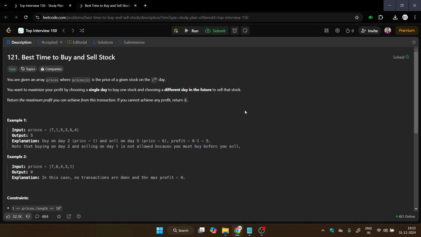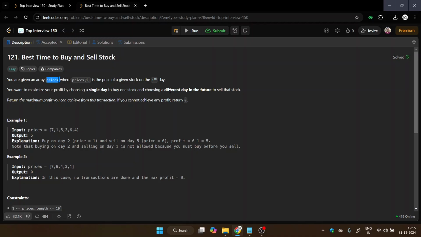So hi guys, today we will be solving best time to buy and sell stock from Leetcode. So let's understand what the problem statement says. You are given an array prices where prices[i] is the price of a given stock on the ith day.